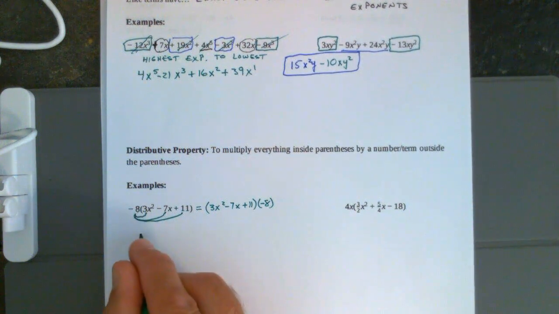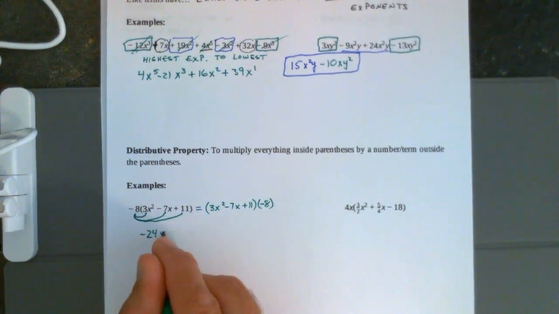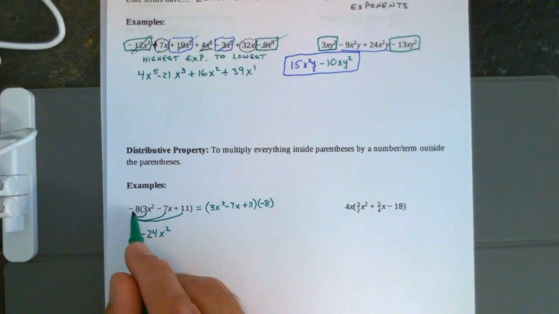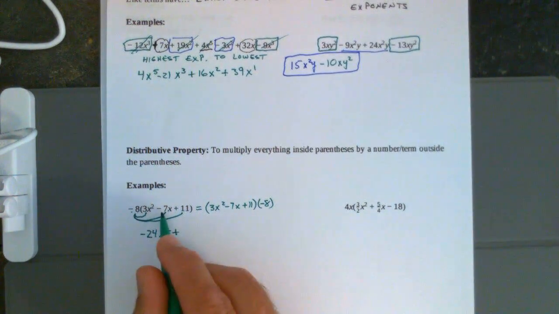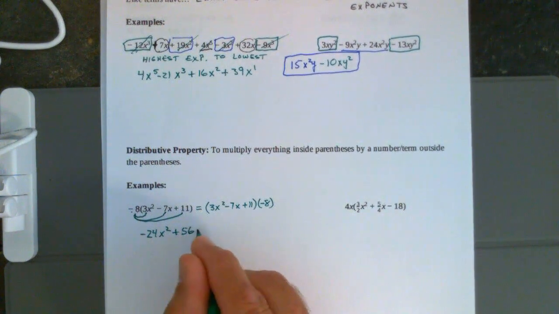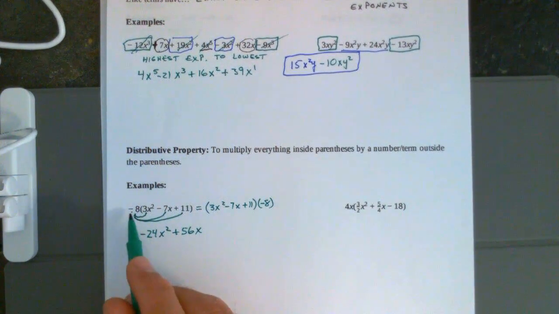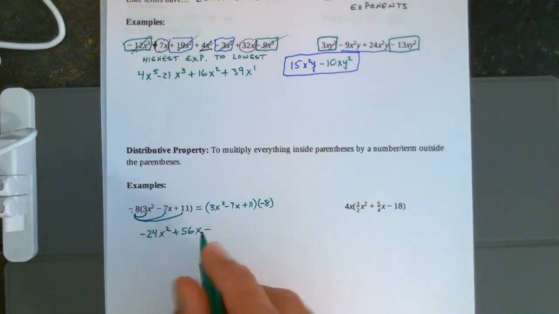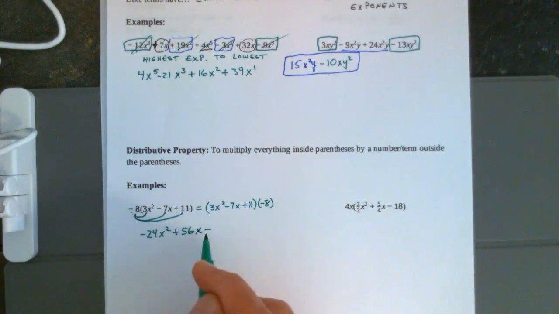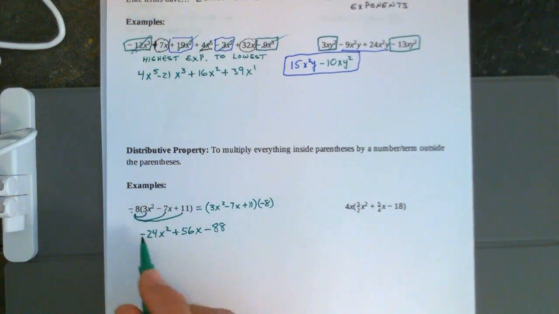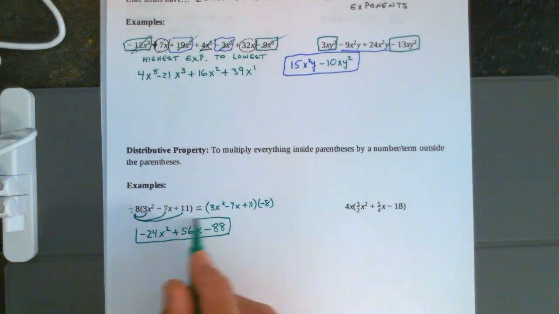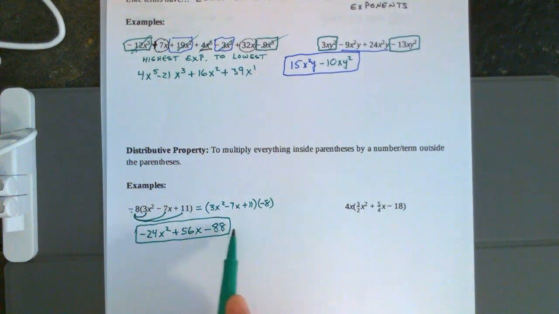Negative 8 times 3 is negative 24 x squared. You need to be careful when you're distributing a negative not to lose track of signs. We have negative times negative is positive. 8 times 7 is 56, and then we have the x. And then negative times positive is negative, or the opposite of positive is negative, whichever way you want to think of it. 8 times 11 is 88. And again, if the terms weren't already in descending order, we would want to write them from highest to lowest. It was already that way, so we don't have to worry about it.